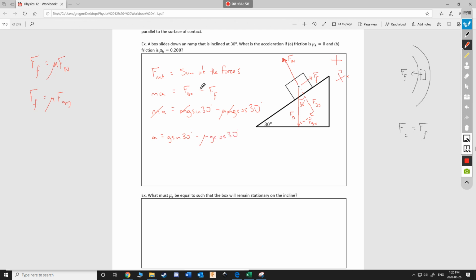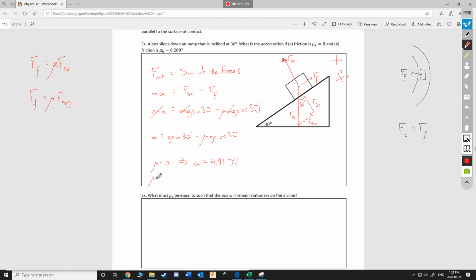So the first one says, what is the acceleration if friction is 0? Pretty straightforward. That mu g cos 30 term just becomes 0, so when mu is equal to 0, we get a is equal to 9.81, assuming we're on Earth, times sine 30, and we get 4.91 meters per second squared.